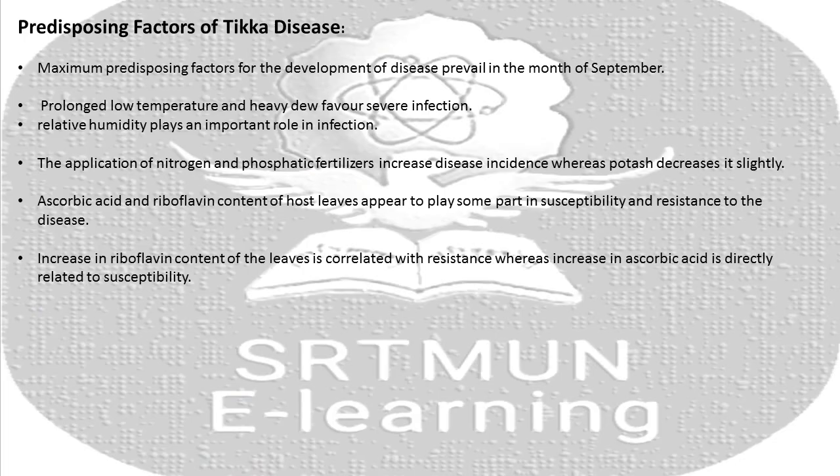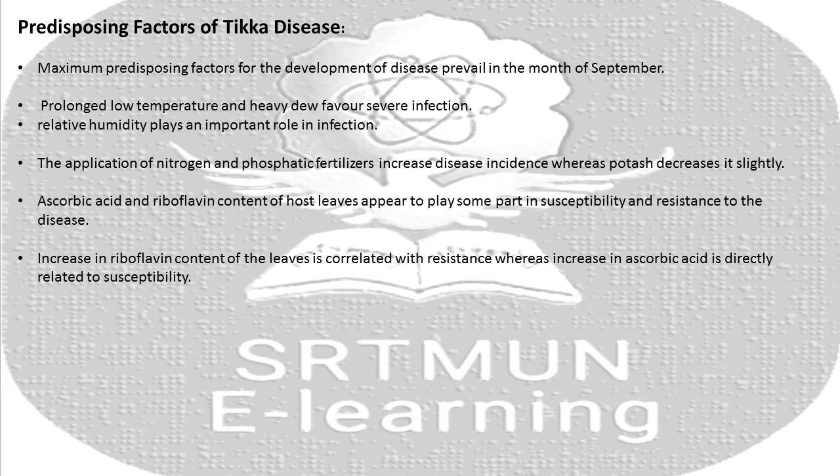Now student, next point, predisposing factors of Tikka disease. First point, the maximum predisposing factors for the development of the disease prevail in the month of September. Next point, prolonged low temperature and heavy dew favor severe infection. Next point, relative humidity plays an important role in infection.